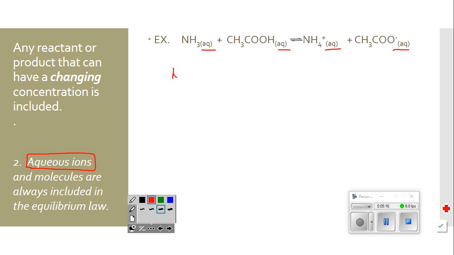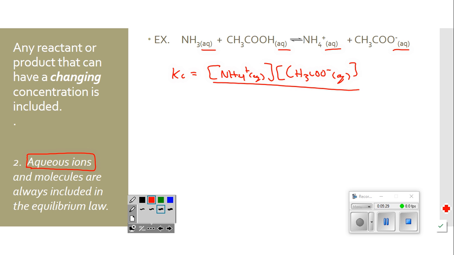So the equilibrium law expression here would just include the concentration of my product ions divided by the concentration of my reactant molecules.